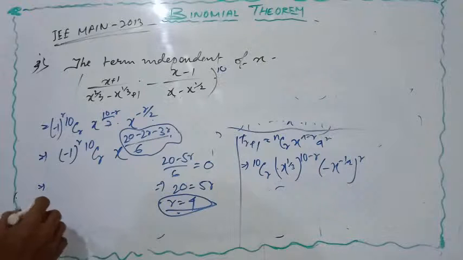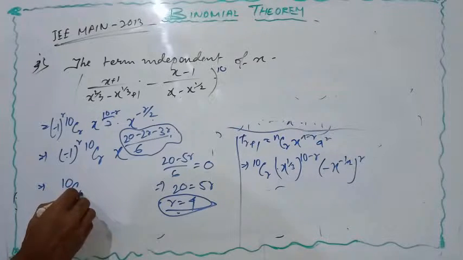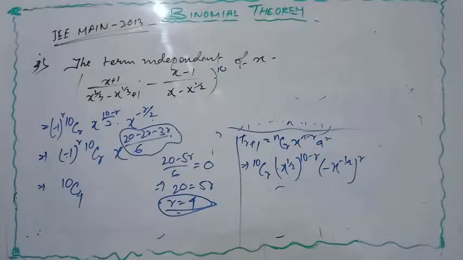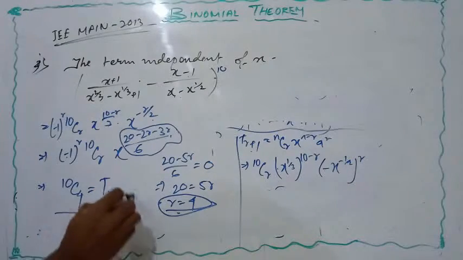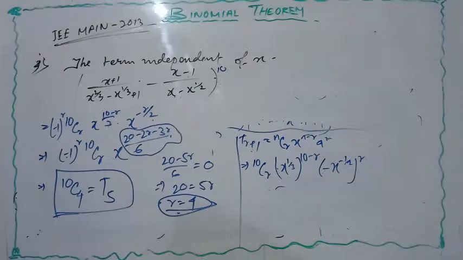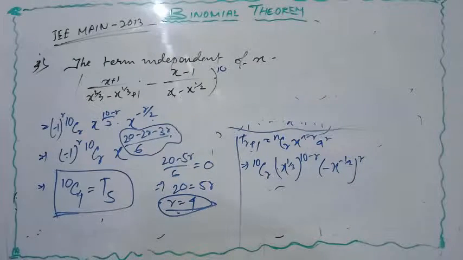So when r is equal to 4, minus 1 whole to the power 4 is 1, so we get 10C4. So T5 is the fifth term, which is independent of x, and the value of the fifth term is 10C4. This is the final answer. This question came in JEE 2013. Very important question. You have to apply some logic in the beginning, then you can solve this problem very easily.